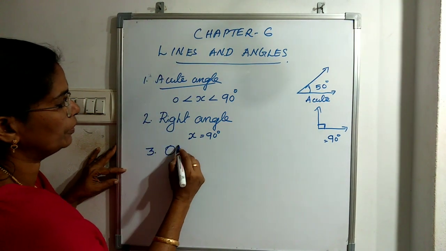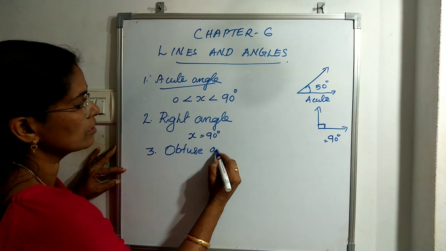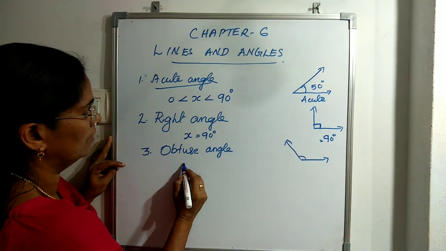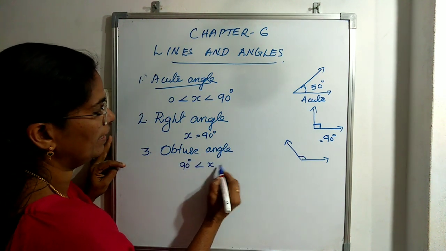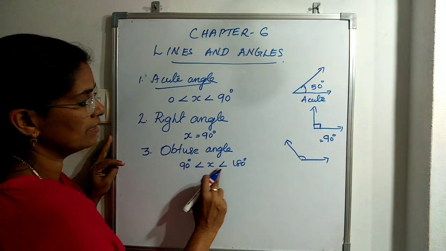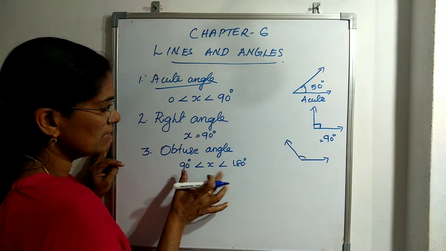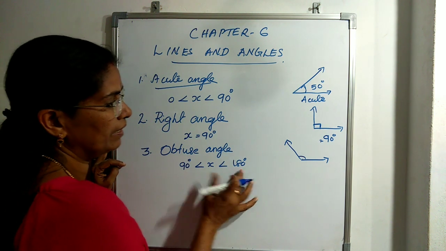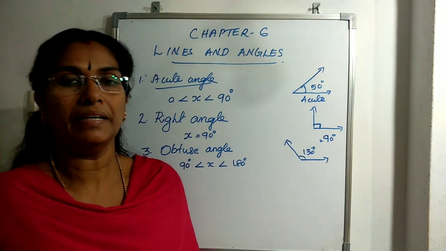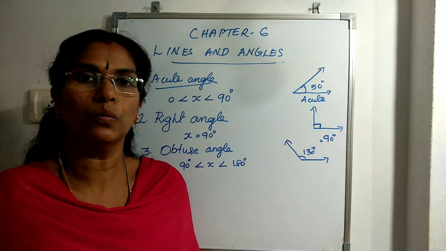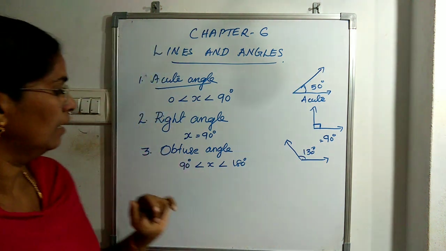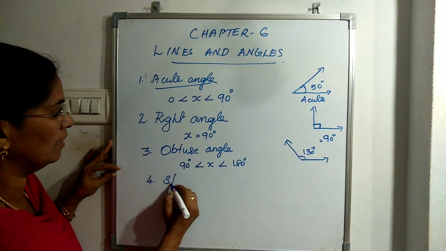The third one is the obtuse angle. Obtuse angle: the measure is between 90 and 180 degree. Then how to read this? 90 degree less than x less than 180 degree. It means this angle is between 90 and 180. Any angle like 130, between 90 and 180, we can write as 91, 92 or any other value up to 179. This is an obtuse angle.